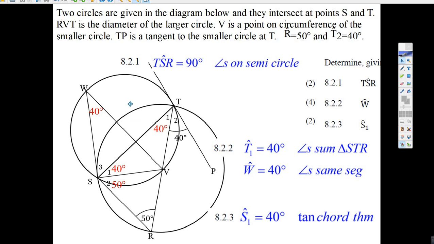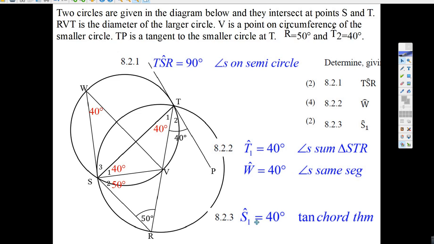Well, if we know that's 40, look, in the small circle here, W and T1 are angles on the same segment, SV, of the small circle. So W must be 40 degrees, angles in the same segment. Oh, a nice, easy 4 marks. Well, if you see it, I guess it's all easy if you know what you're doing.